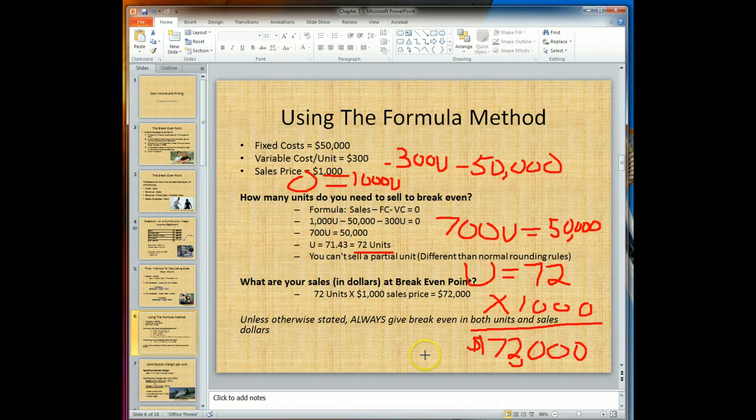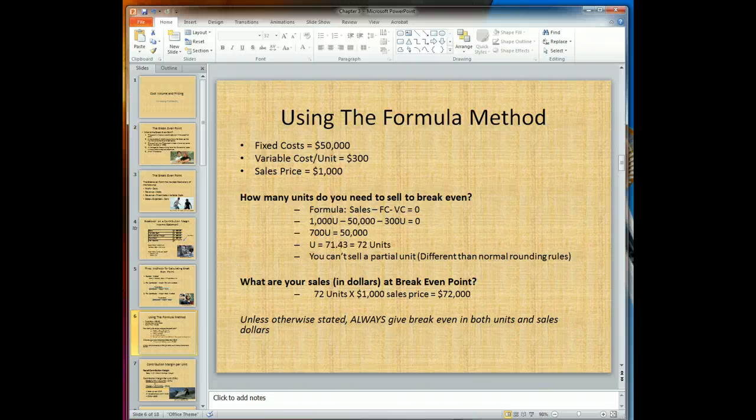$1,000, that's a dollar sign, by the way. And to be honest, if I was writing this on a chalkboard with my hand, it would probably look worse. $72,000 is the amount of sales you would need to break even using this scenario here. As you can see, it's all laid out in nice type right there.